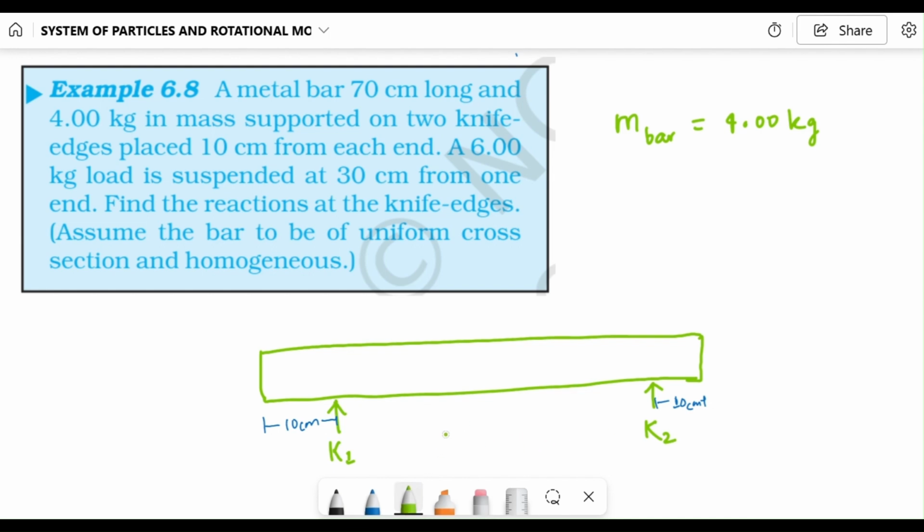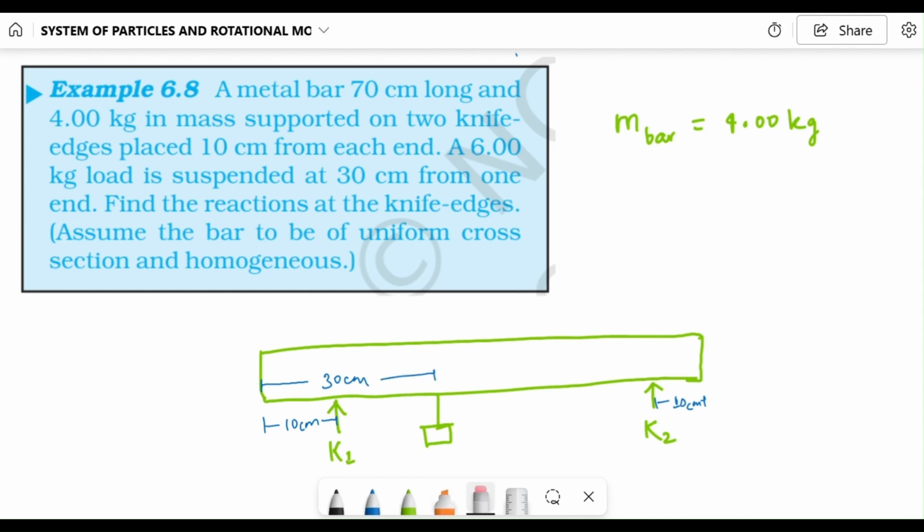Now, next, a 6 kg load is suspended at 30 centimeter from one end. So let's say from this end here, a 6 kg mass is suspended. I can write it in terms of force also, and then this distance will be 10 up to here, and from here to here it will be 20 further. Only then it will be a total of 30 centimeter.